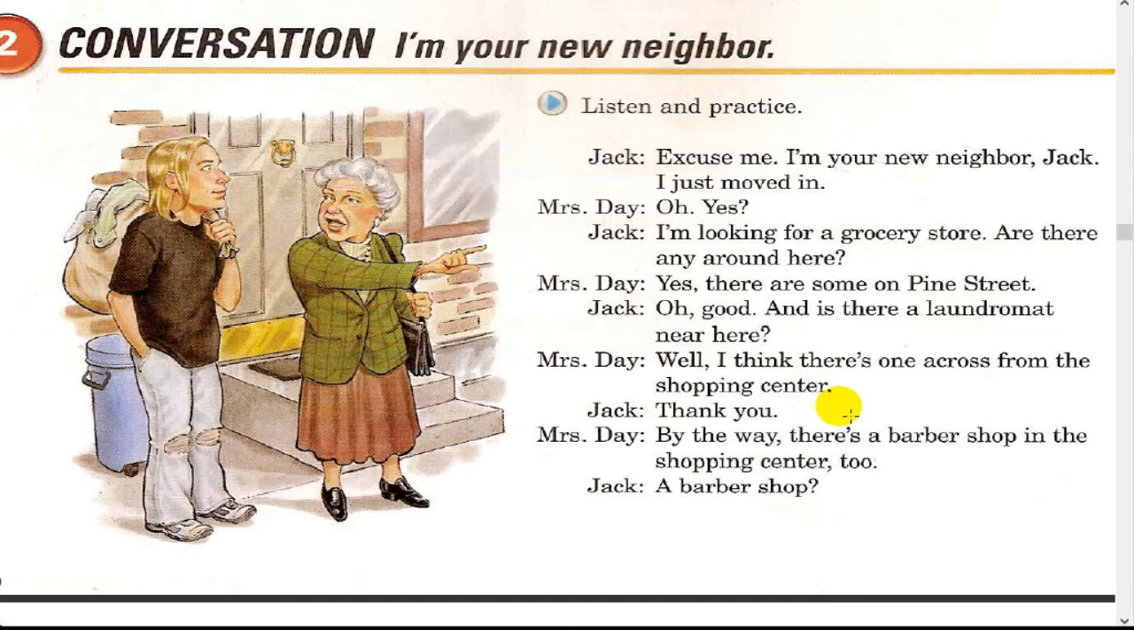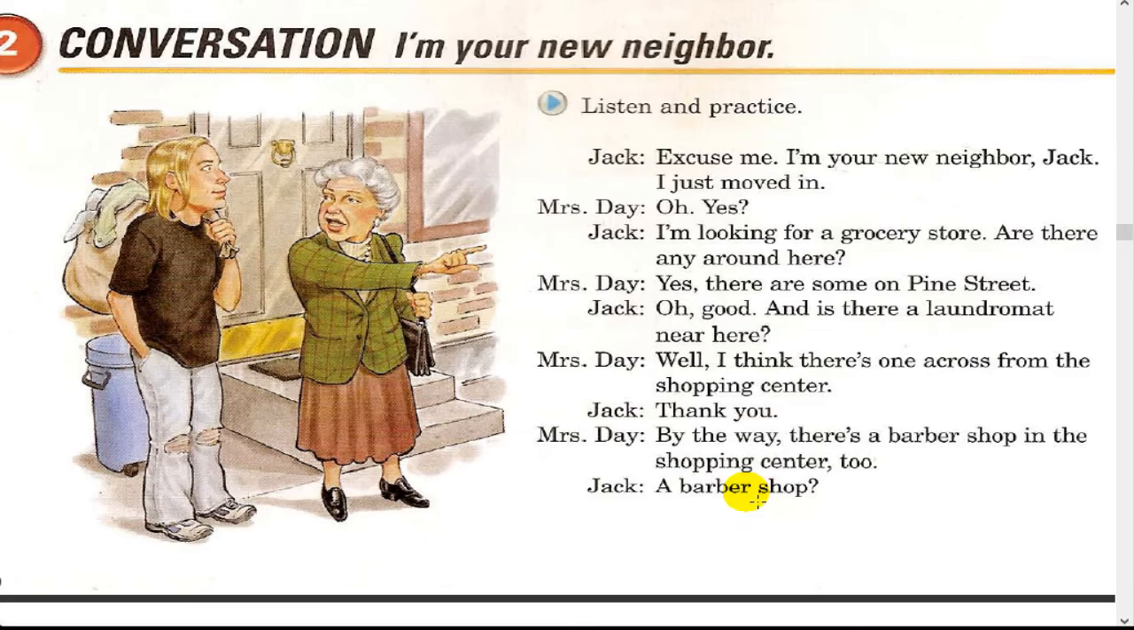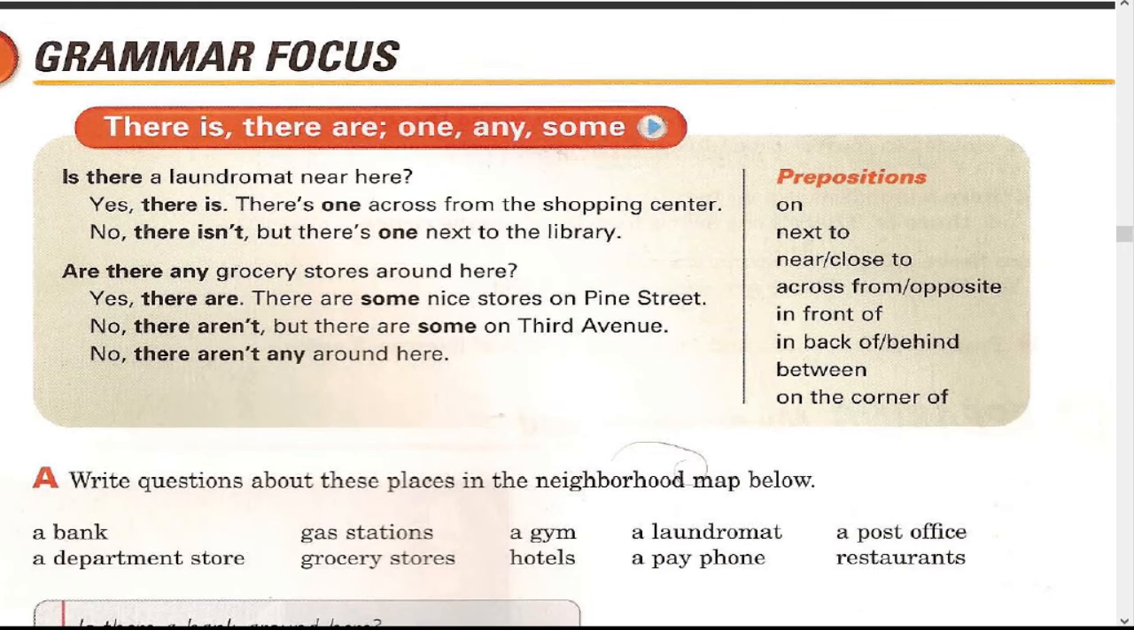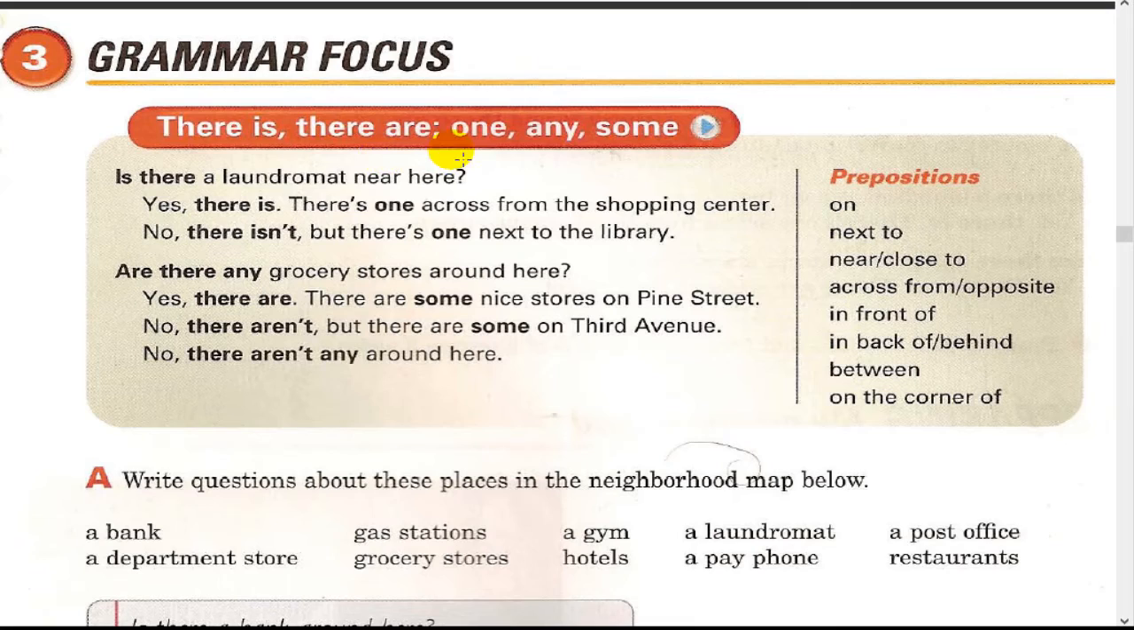Why did she tell Jack that there is a barber shop? There is a barber shop in the shopping center because Jack has long hair. This is why she told him there is a barber shop in the shopping center. Exercise number 3. There is, there are, one, any, and some.